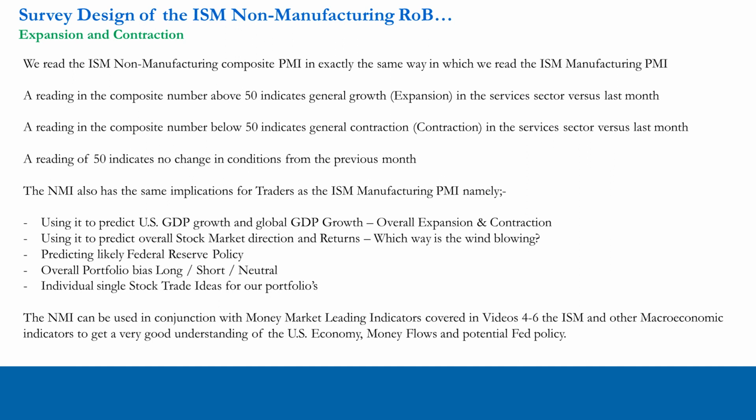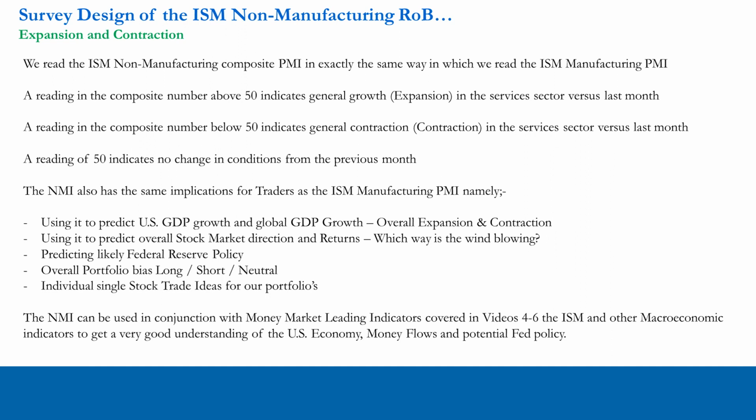So the non-manufacturing report on business can be used, obviously, and should be used in conjunction with our money market leading indicators that we covered in videos 4 to 6, and the ISM manufacturing report on business, and other macroeconomic indicators that we're going to be covering in the rest of the PTM video series. We use them all in conjunction together to get a very good understanding of the US economy, money flows, and of course, potential Fed policy.